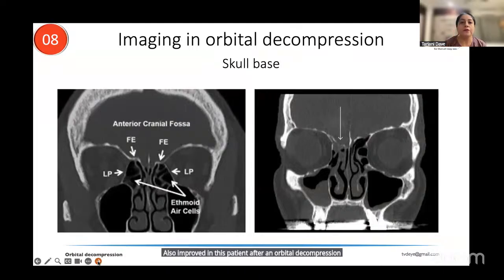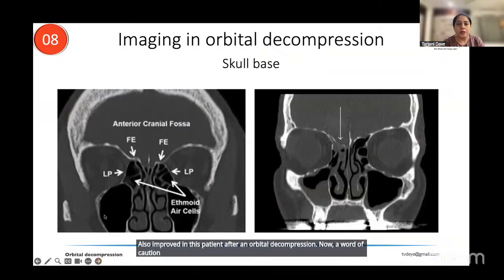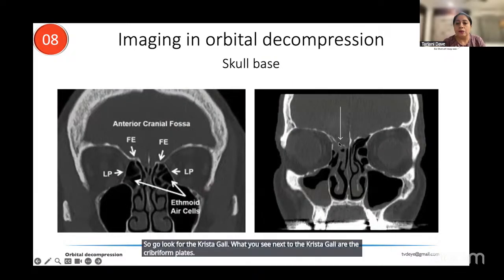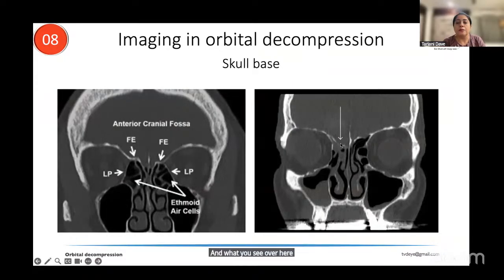Now, a word of caution when you decompress the medial wall. You have to localize where the skull base is. And how do you localize the skull base? So go look for the crista galli. What you see next to the crista galli are the cribriform plates. And what you see over here is the fovea ethmoidalis. This forms the skull base.